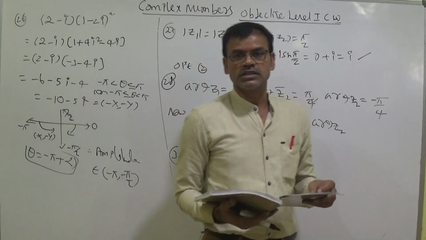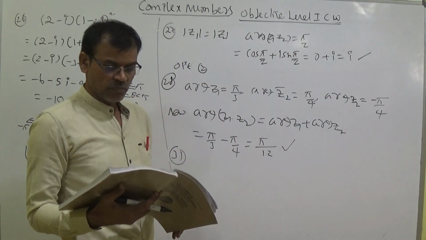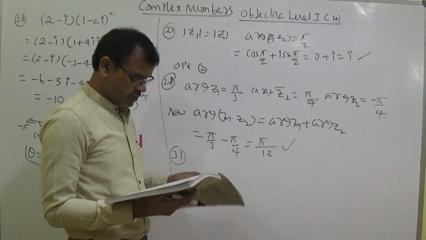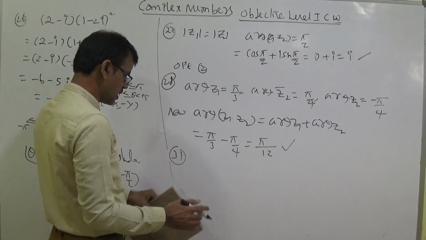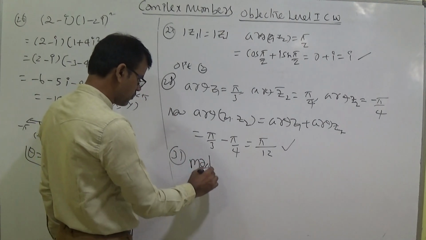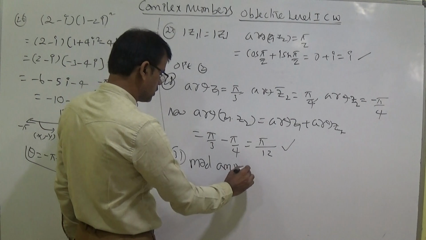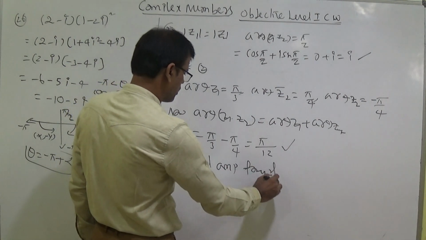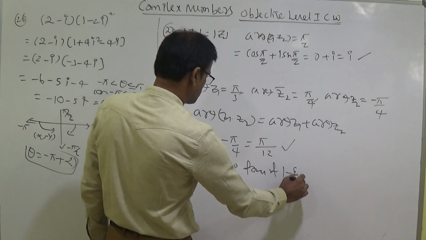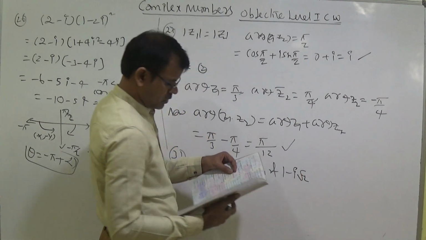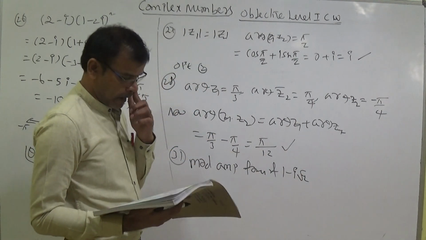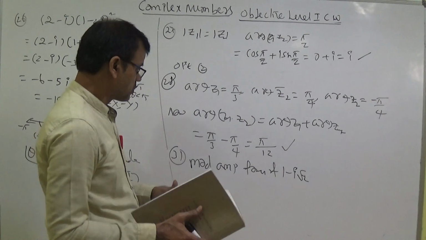While going to discuss the concept and formula, we have completed some problems, students. Now question 31: modulus and amplitude form of 1 minus i root 2. What is the modulus amplitude form?